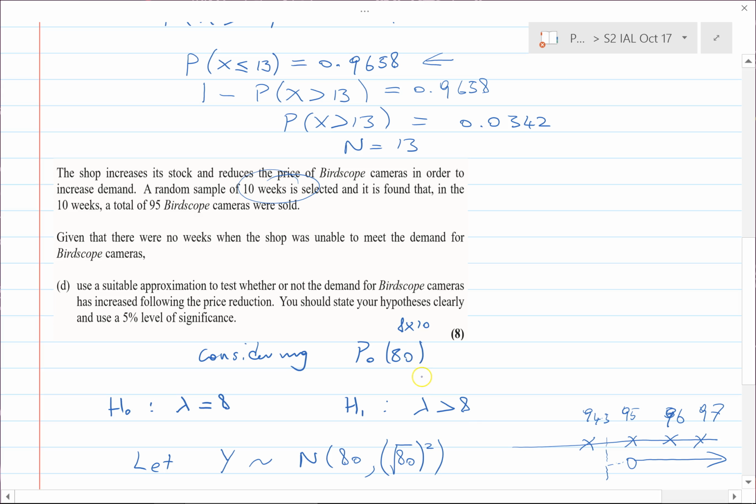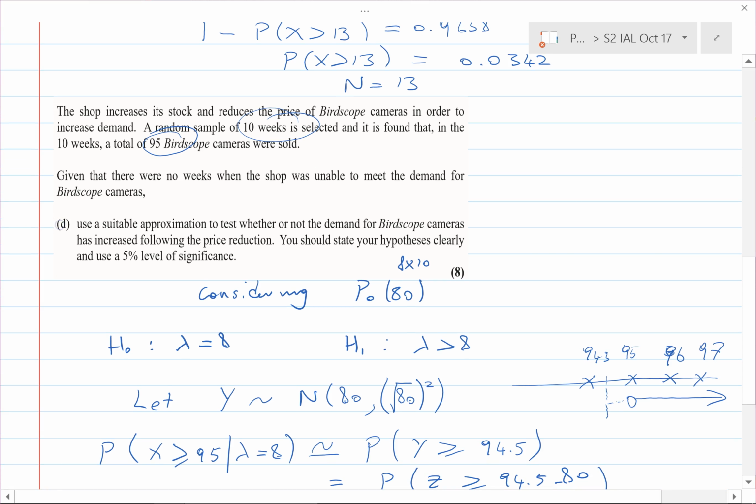Because the numbers are so large, we're given a test statistic, by the way. It is found that in 10 weeks of birds that were sold, it was found that in 10 weeks 95, so we're given the value of 95 there. You need to use a normal approximation, and the normal approximation to Poisson just has the same mean and variance of 80, and I've written it like that so I don't get confused between standard deviation and variance.